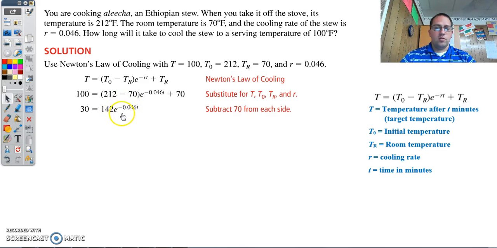Now we're still trying to get the exponent part all by itself. The base of our exponent is not 142e. It's just the e. So that 142 has got to go away. So we're going to divide both sides by 142, which gives us this. And this has been rounded off, so we have the approximately equal sign.